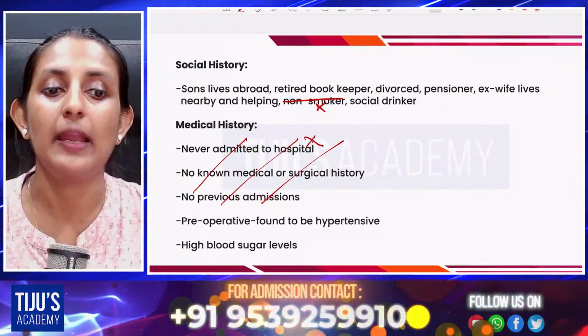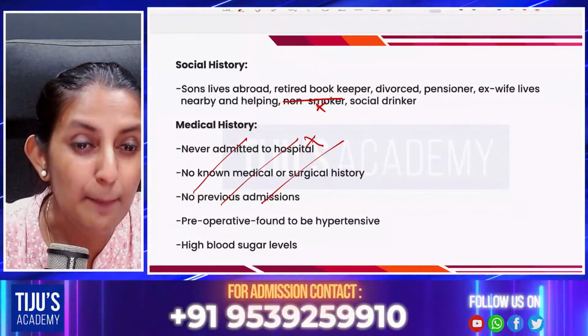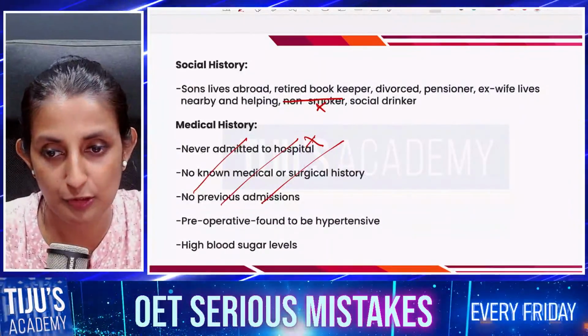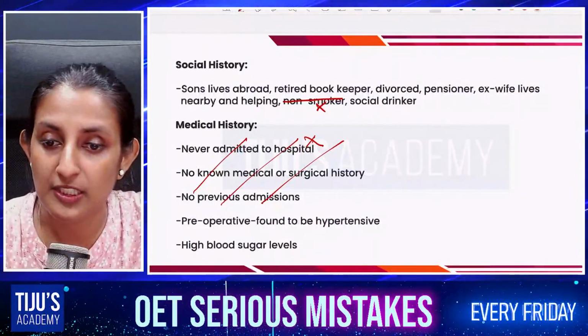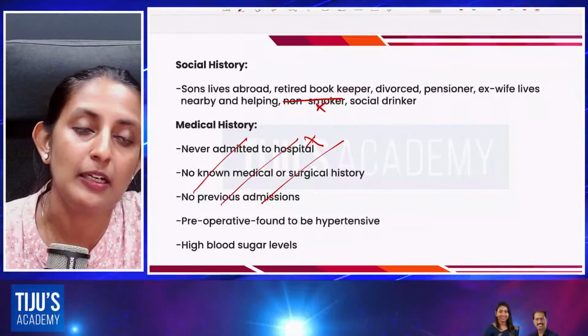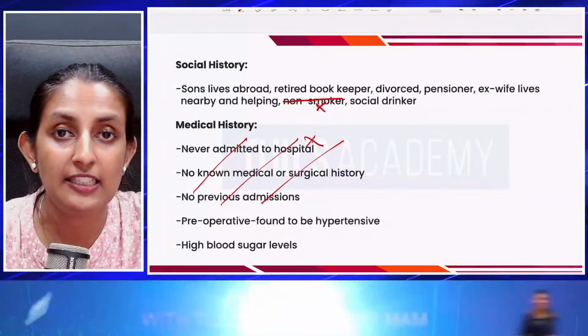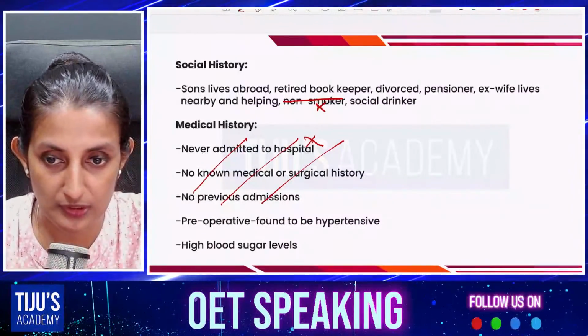Preoperative found to be hypertensive. So he was not hypertensive earlier. Preoperative, just before the surgery, he was found to be hypertensive. So which means that's a recent diagnosis. And high blood glucose levels. So preoperative, he was found to be hypertensive and his blood glucose level is high as well.